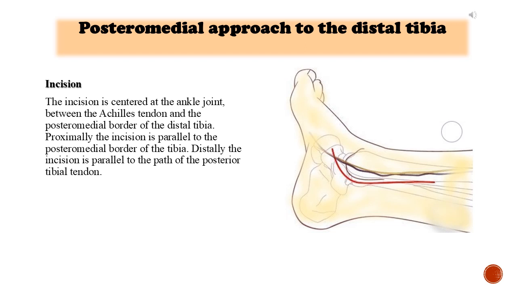Posteromedial approach. Incision. The incision is centered at the ankle joint, between the Achilles tendon and the posteromedial border of the distal tibia. Proximally the incision is parallel to the posteromedial border of the tibia. Distally the incision is parallel to the path of the posterior tibial tendon.